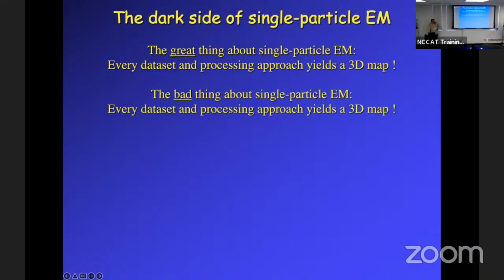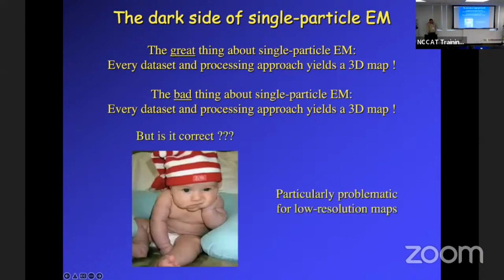The bad thing about electron microscopy is that with any data set, no matter what method you used, you got a 3-dimensional density map. And so that ended up with the question, what do you actually do with this density map, is it going to be correct or is it just nonsense? This is particularly problematic when you have low resolution, when you don't see alpha helices, when you don't have structural features that guide you to know whether your map is correct or not.